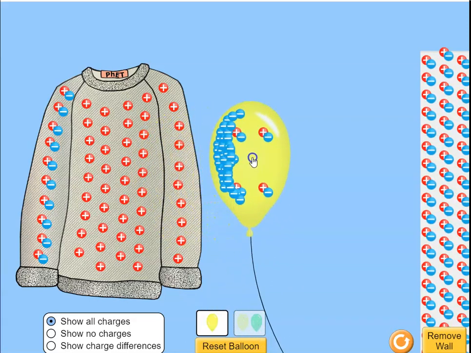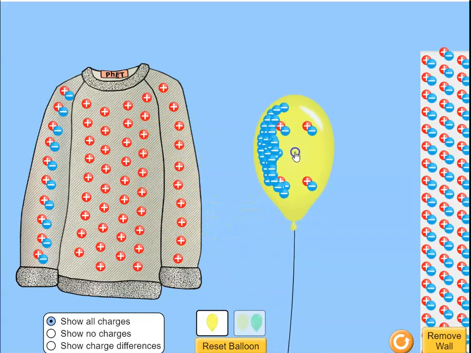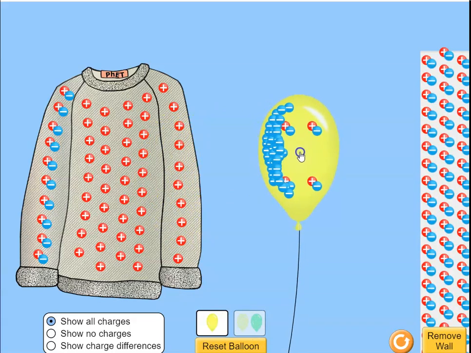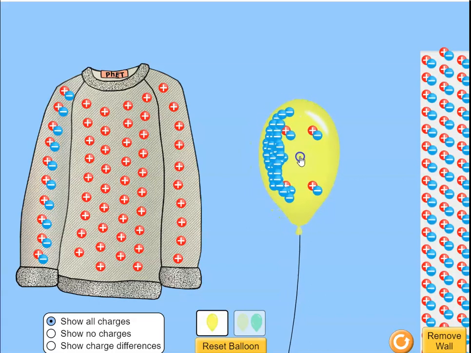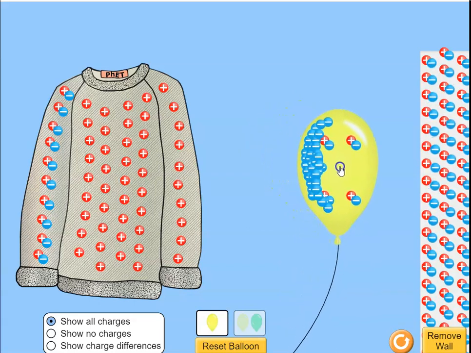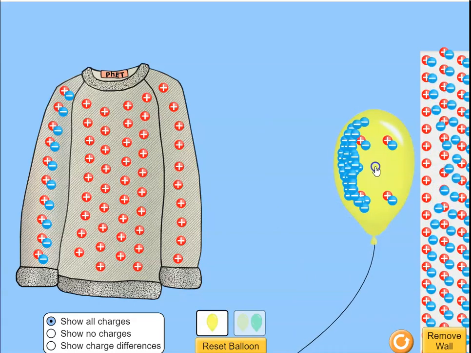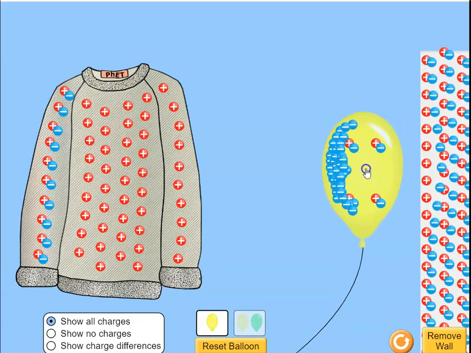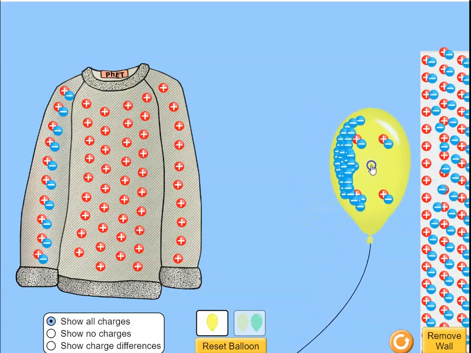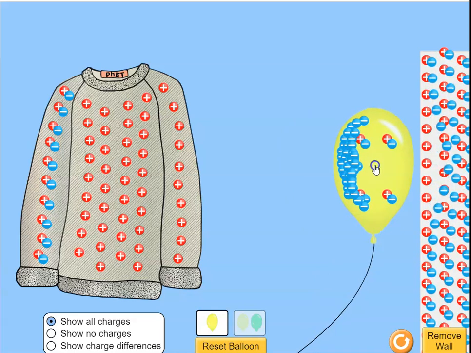But what happens when I bring the balloon next to the wall? The wall is neutral, and the balloon has negative charges, so watch what happens as I bring it close. Notice how the negative charges in the wall start to move away from the balloon. The negative charges don't want to be near the other negative charges. They are repelling each other. So the negative charge of the balloon pushes the negative charges away, and it leaves that area with a positive charge.